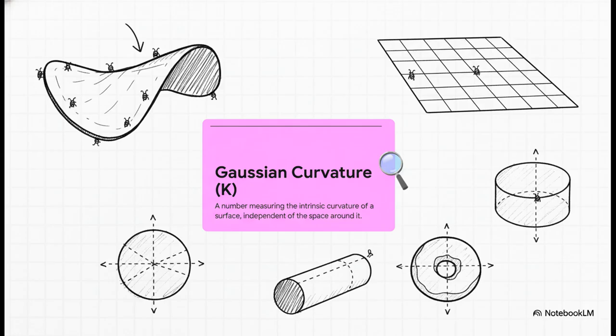Imagine you're a tiny two-dimensional ant living on a vast, curved sheet of paper. You can only walk forward, backward, left, or right.